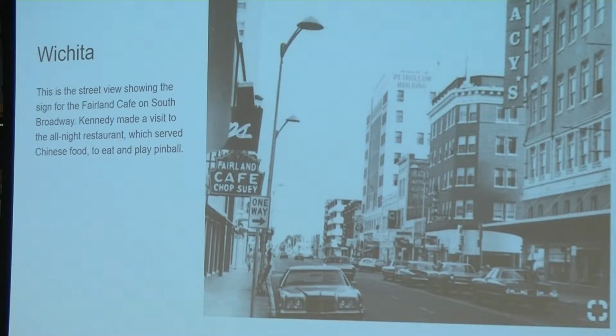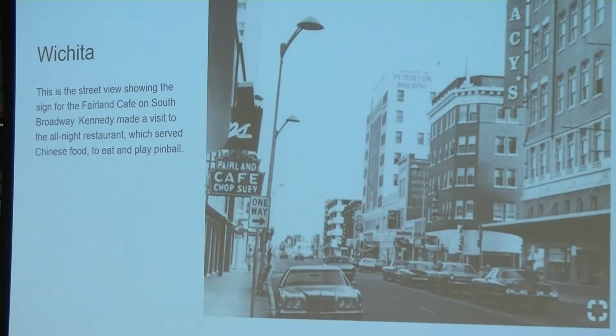And then after the fundraiser, he's hungry. It's about midnight. And so he and a state representative, Jack Glaves, they go to the Fairland Cafe, which is right there on the lower left, has chop suey on it, serves Chinese food. He's hungry as heck. So they go to this dump of a cafe at midnight, they eat Chinese food, and then Kennedy plays pinball. And Glaves, the state representative, goes, I didn't know he liked to play pinball. Nobody knew he liked to play pinball, but that's Kennedy just having fun in his off hours.